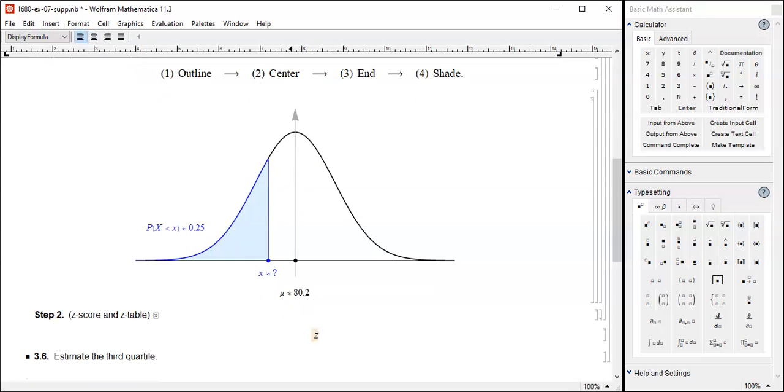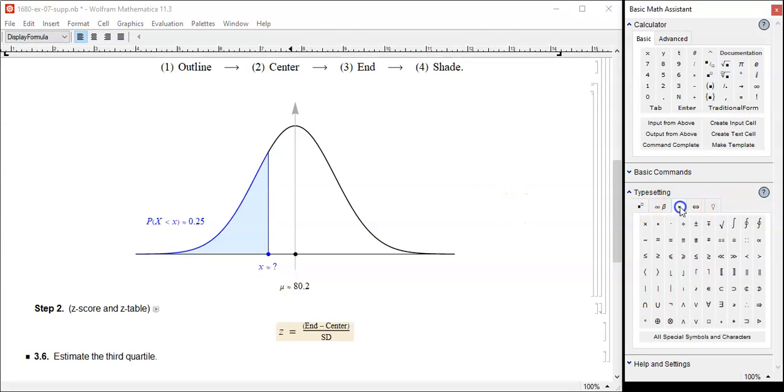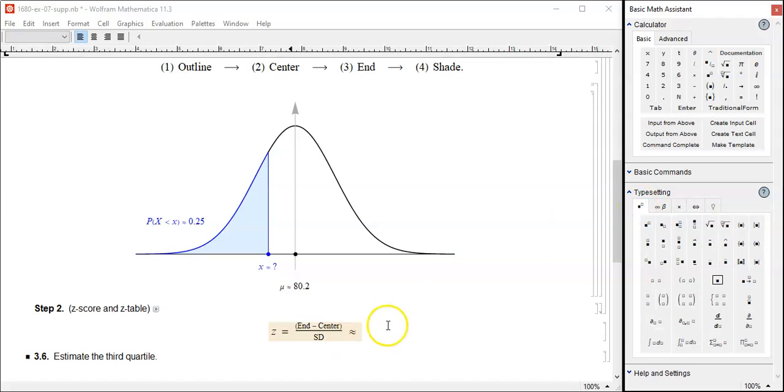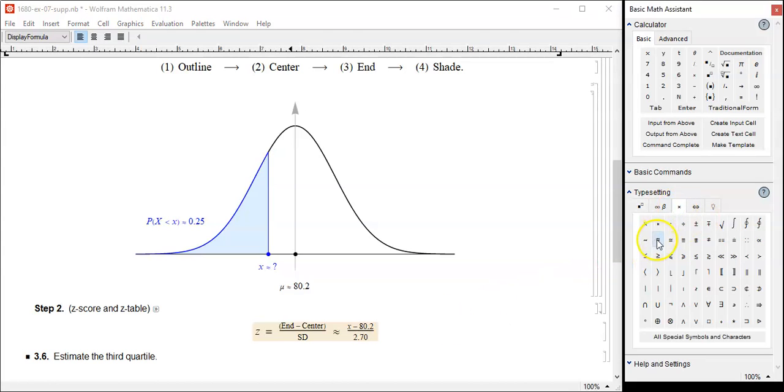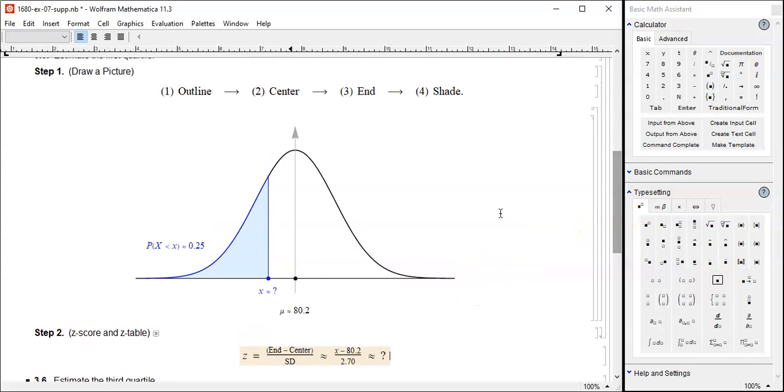Z is equal to end minus center over SD, which is, end, I don't know what end is. And then the center is given as 80.2. And then standard deviation 2.70, and that is equivalent to something. I have to find out. Let's find out. That's associated to 25%. Okay, let's go.